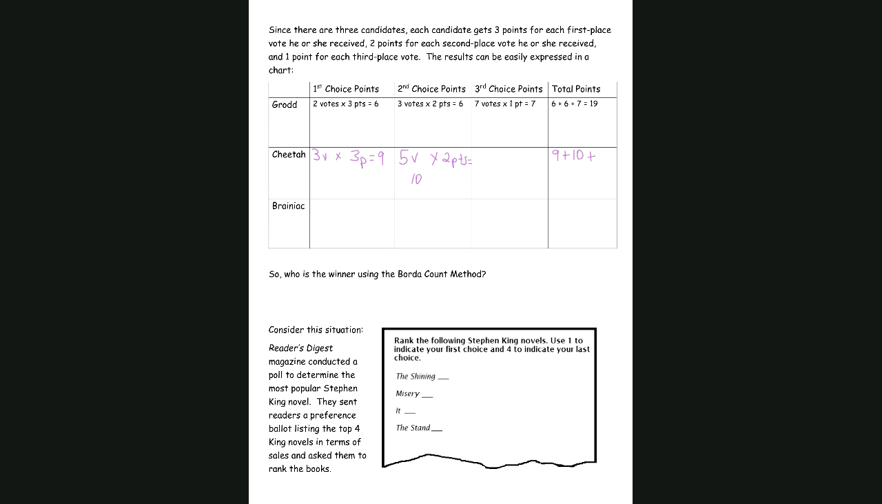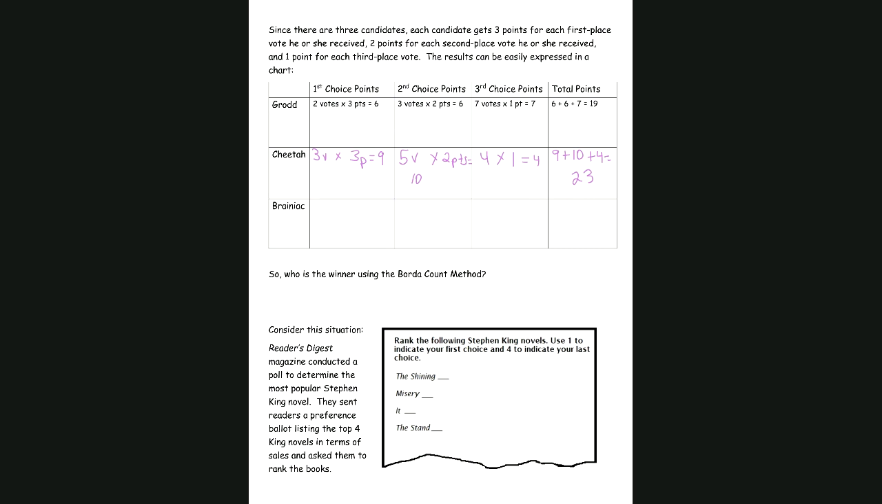And then she had 4 votes for last place. And 4 times 1 is 4. So 9 plus 10 plus 4 is 23. So Cheetah has 23. So right now Cheetah is in the lead, right? Because Grodd only has 19. All right. So let's look at Brainiac.